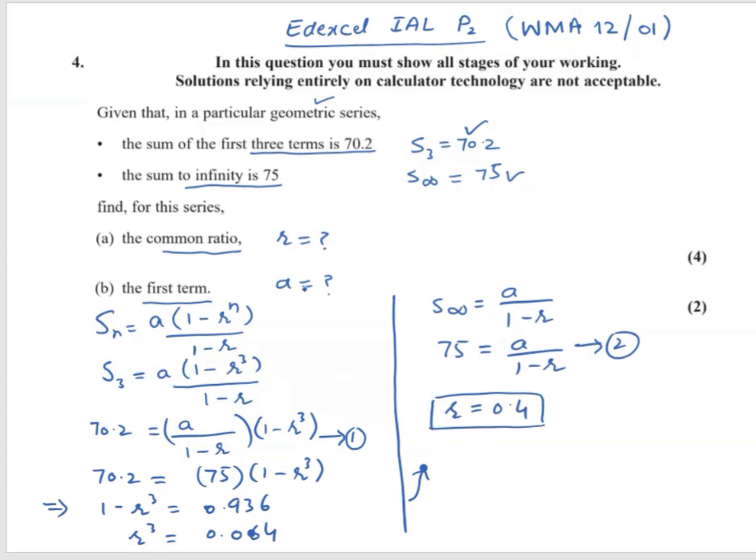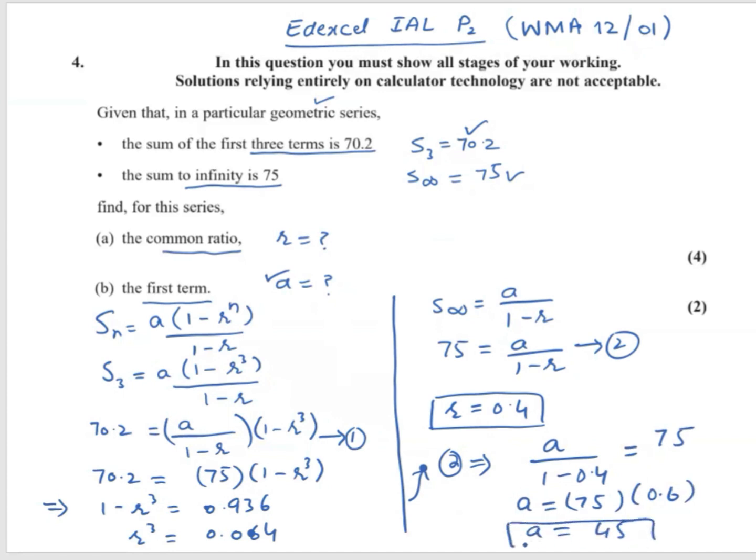Now we have to determine the first term A. To calculate A, put the value of R in equation number 2, which gives A by (1 minus 0.4) is equal to 75. A is equal to 75 into 0.6, which is equal to 45. A is equal to 45. This is the first term of the geometric series. So the value of R is 0.4 and A is equal to 45, which completes the question.